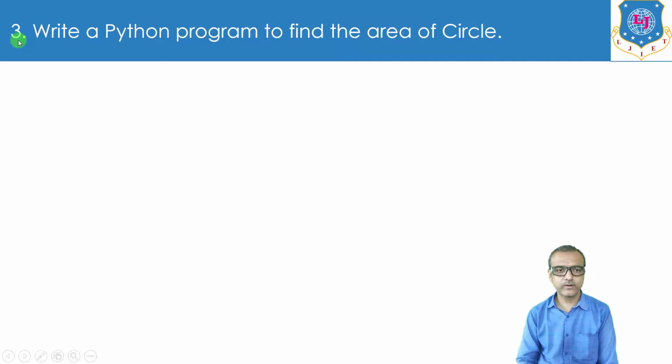Now we have program number 3. Write a Python program to find the area of circle. Now what is the formula to find the area of circle? See, that is pi r square. Pi is a constant value. Its value is 22 by 7 or 3.14. And r is a radius of circle.